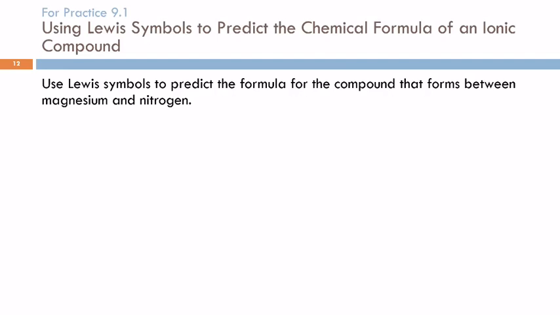Okay, let's use Lewis symbols to predict the formula for the compound that forms between magnesium and nitrogen. This is not how you would do a problem like this on an exam or something. We already learned to predict the formula, right? But we're going to see what the electrons are doing here. So this is just kind of an exercise.